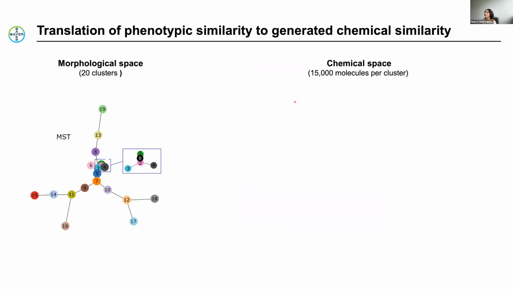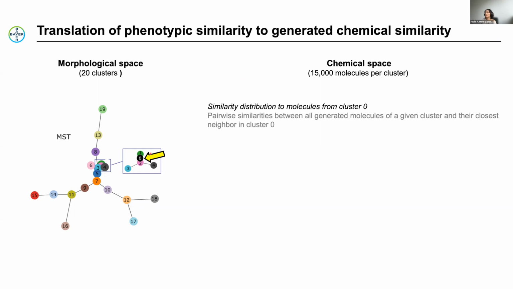And then what we did was to pick profiles for each of these clusters and generate 30,000 molecules per cluster. And in order to find relationships between the two spaces, we took cluster 0, the inactive phenotype, as a reference, and then started to see how the distribution of similarities in the chemical space changed as we moved away from cluster 0 in the phenotypic space.